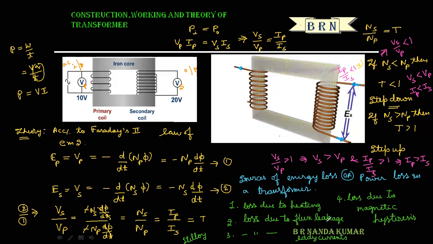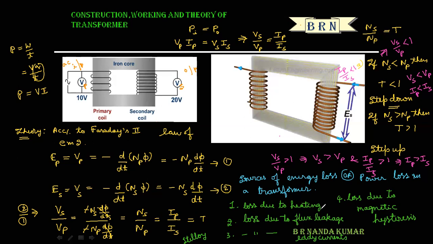Laminated core. Okay, so how to reduce the loss due to magnetic hysteresis? That can be minimized by using alloys like silicon steel.